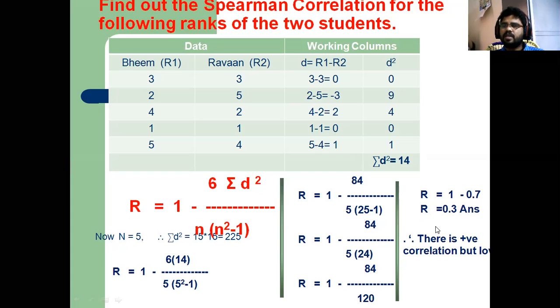So we can conclude that there is a positive correlation between the two variables, that is x and y, or Bheem and Ravan. Is it clear, or shall I explain once again?